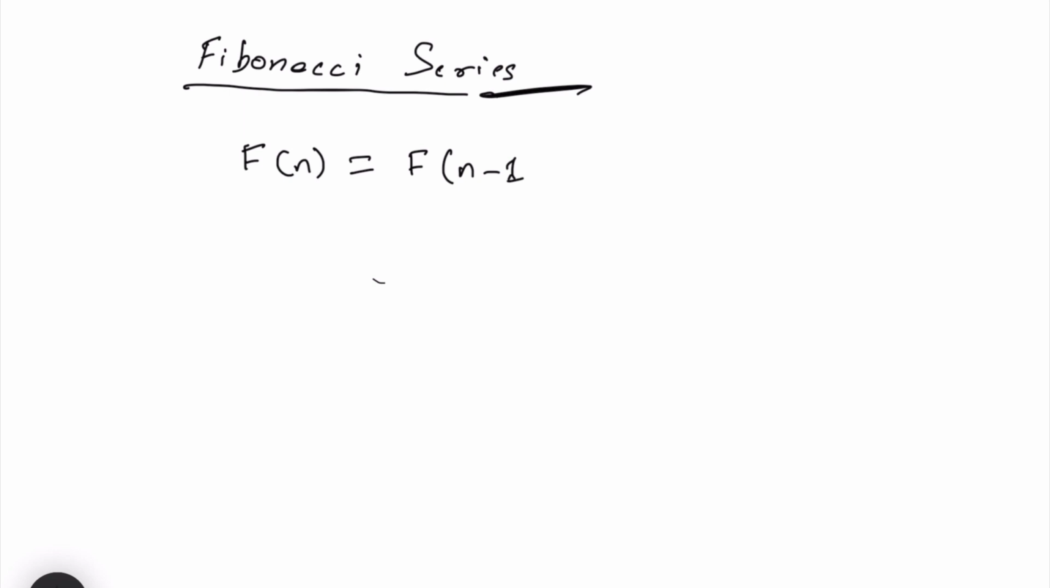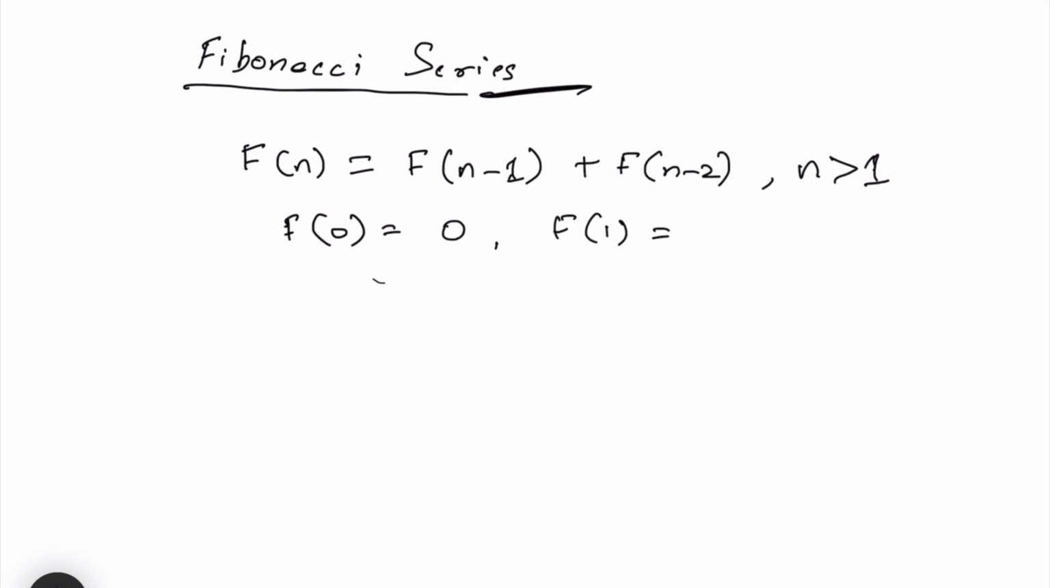First, let's understand what the Fibonacci series actually is. A Fibonacci series is a sequence in which each number is the sum of the two preceding ones. So let's see the function for this. f of n equals f of n minus 1 plus f of n minus 2, where n is greater than 1, and f of 0 equals 0 and f of 1 equals 1.